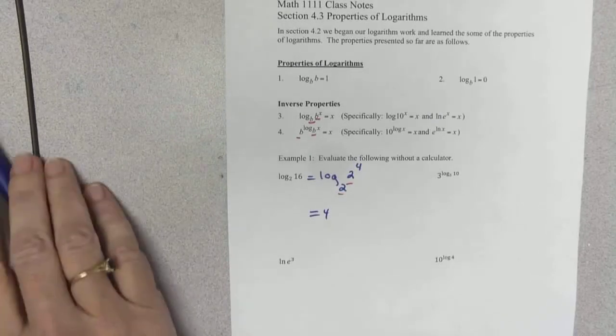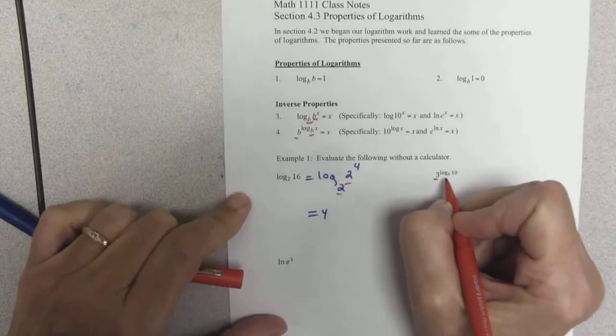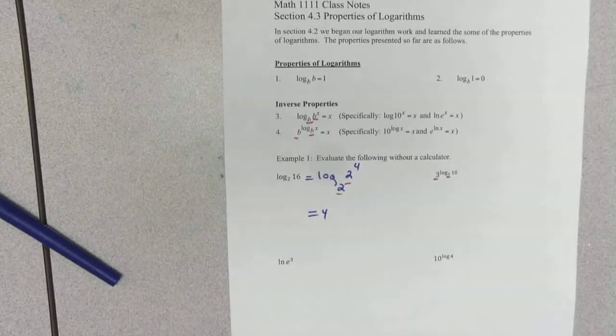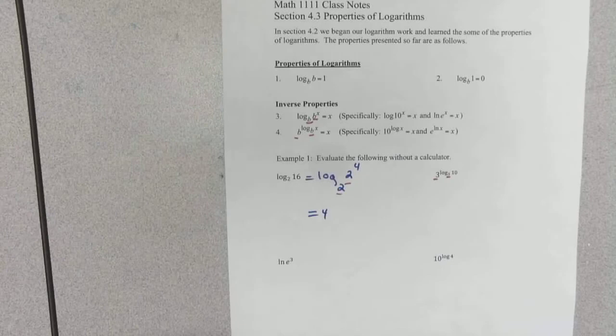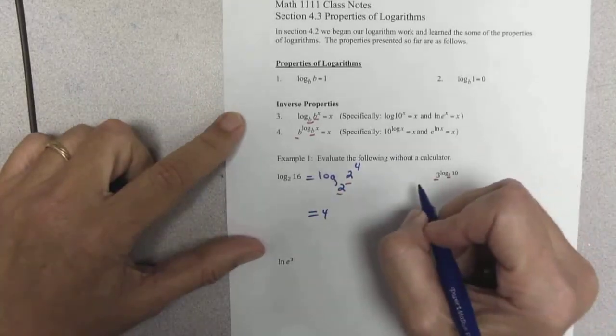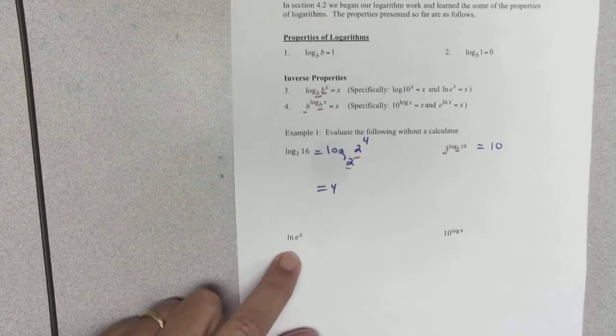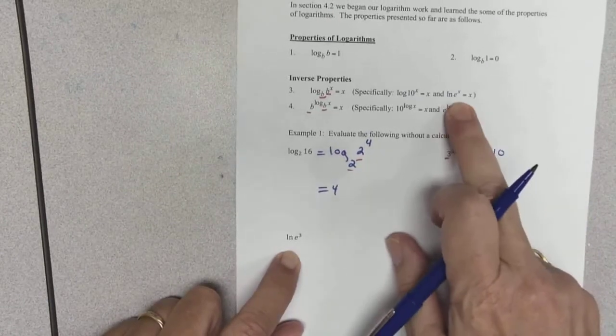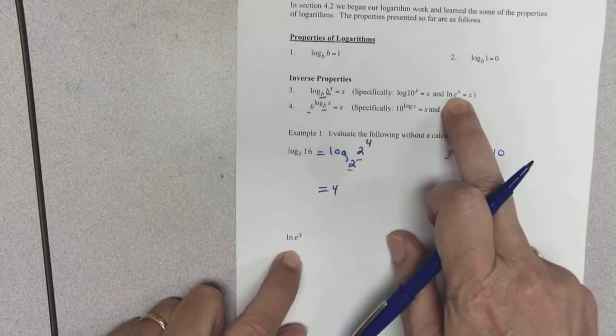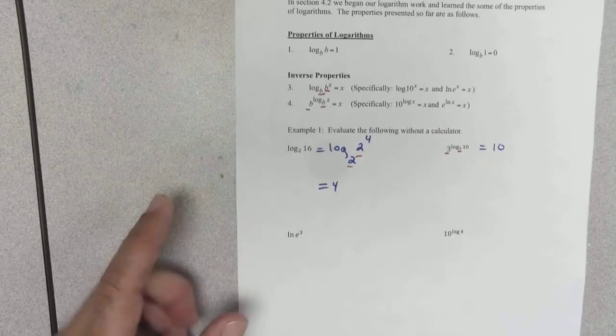Then here it's absolutely direct. We've got those matching bases. And because I have matching bases, because they're inverses, I'm just going to get that 10. Here, if we can remember that natural log of e to the x is x, in this case my x value would be 3.